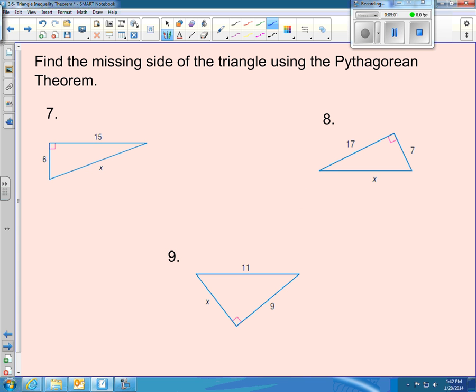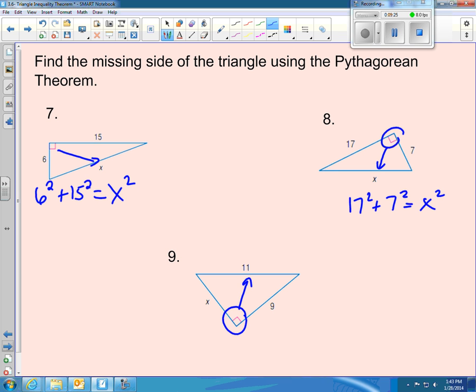So let's just set these up. Here's my right angle, so x is my C. And we're going to do a squared plus b squared. Does it matter if I have 6 squared plus 15 squared, or if I put it 15 squared plus 6 squared? It's not going to make a difference, okay? Here, again, my sides are my numbers, and my C is my x. Across from the 90-degree angle.